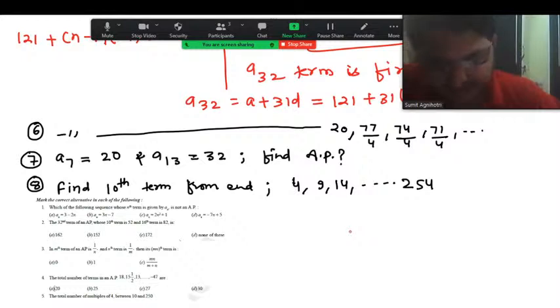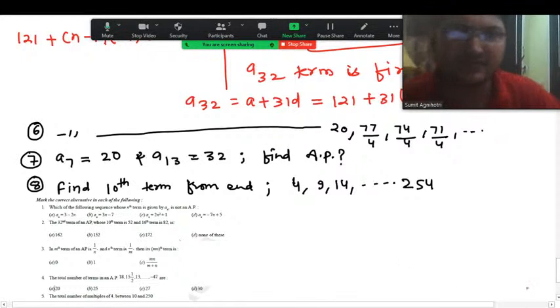Do you want the answer from my side, or will you be able to solve this? I think I'm able to solve this one. Yeah, you can solve them. I think we need not discuss it because they are so easy and you can just figure them out.